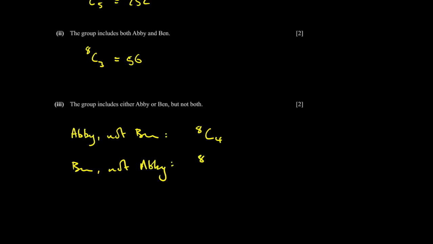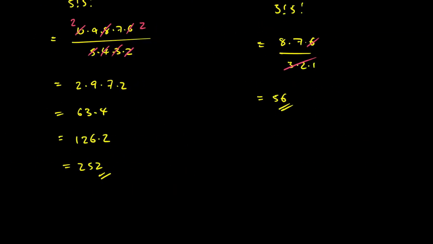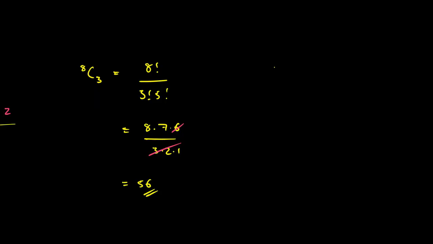Okay, same thing, 8C4. So there are 2 ways that we can have it. So the final answer is just going to be adding up both of these. Well, again, let's do 8C4. Just for the sake of completeness, 8C4 is 8 factorial over 4 factorial times 4 factorial.